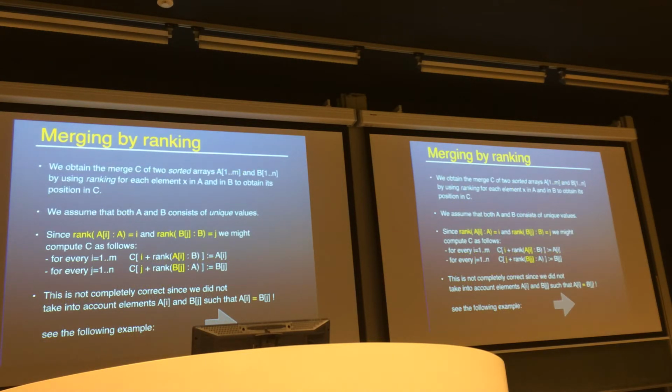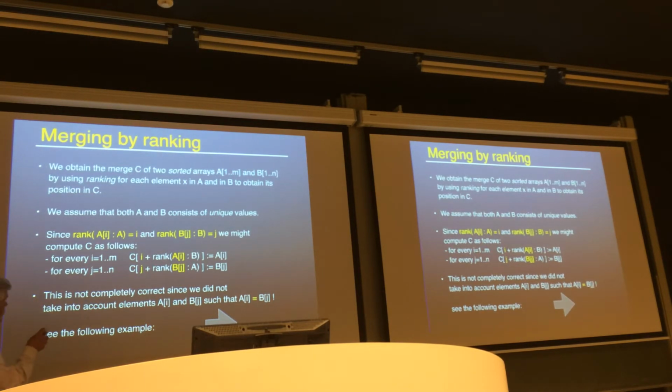Okay. How do we obtain the merge of two sorted sequences? Well, we do it by ranking each element in X in A and in B to obtain its position in C. Now, let's first assume, and again, it might be your task to come up with a solution if this assumption doesn't hold, that both A and B consist of unique values. That's a simple case. Now, the rank of A_i in A equals i, and the rank of B_j in B equals j.